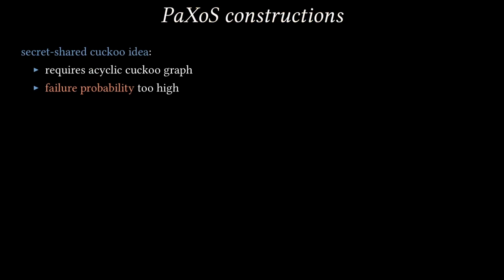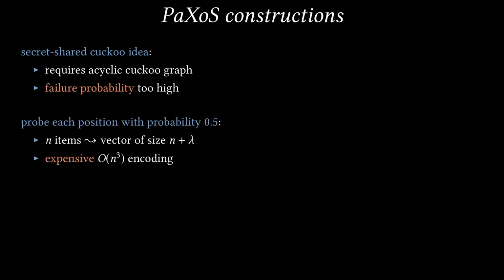As I mentioned, the simple idea of probing two positions per item only works when the cuckoo graph happens to be acyclic. Since this condition turns out to be rare, it's not a useful PaXoS construction by itself. You could also think of probing each position of the vector with probability 1/2 for each item. This indeed leads to a good PaXoS construction with optimally small size, but unfortunately the encoding process requires solving a random system of linear equations, which does take cubic time, as I mentioned.